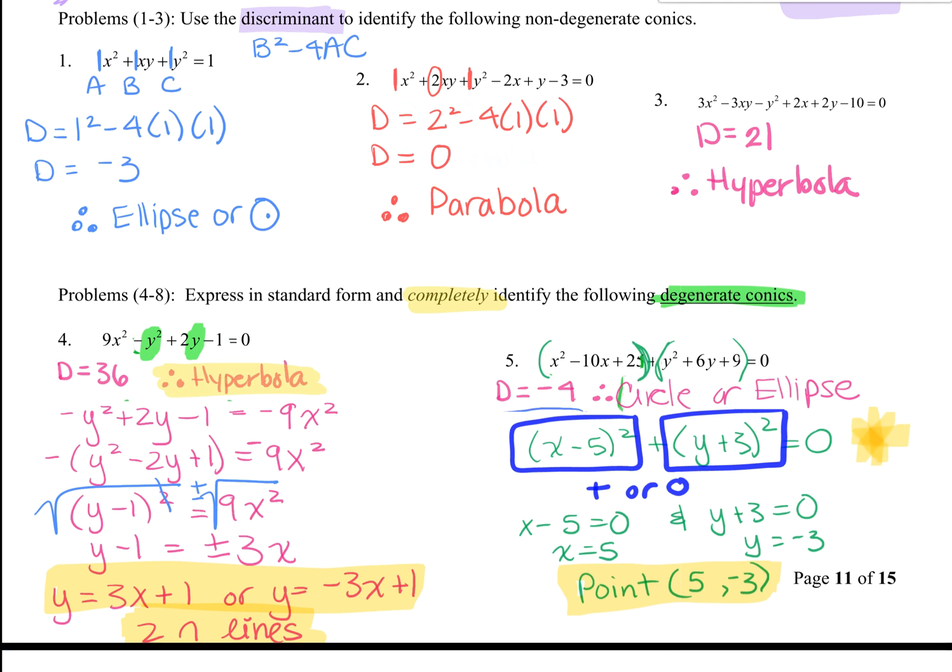I have no coefficients in front of my (x minus 5) quantity squared term and my (y plus 3) quantity squared term, so that means it's going to be a circle. Because I have no coefficients, or if the coefficients would be the same. Actually, I don't have no coefficients, I have a coefficient of 1.